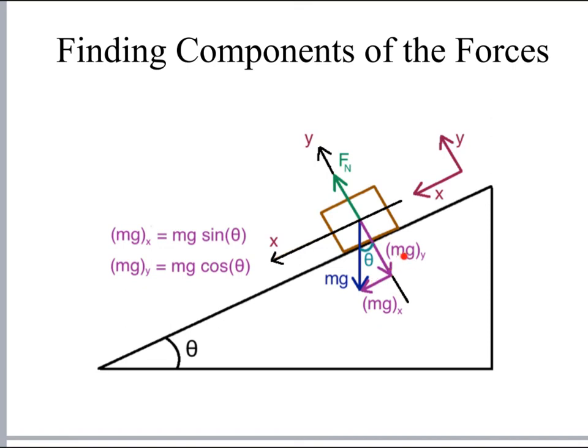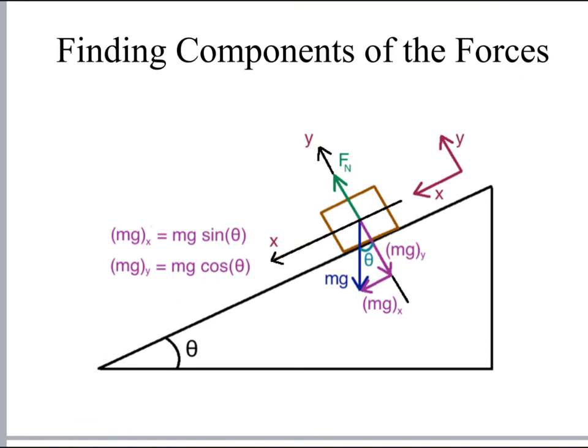So this mgy, if mg is the hypotenuse here, and it is, then mgy is going to be mg times the cosine of the angle theta. And mgx, which is the opposite side of the triangle, and mg is the hypotenuse again, the opposite over the hypotenuse is the sine, so mgx is going to be mg sine of theta. So I have it written over here, the x component of mg is mg sine of theta, the y component of mg is mg cosine of theta.